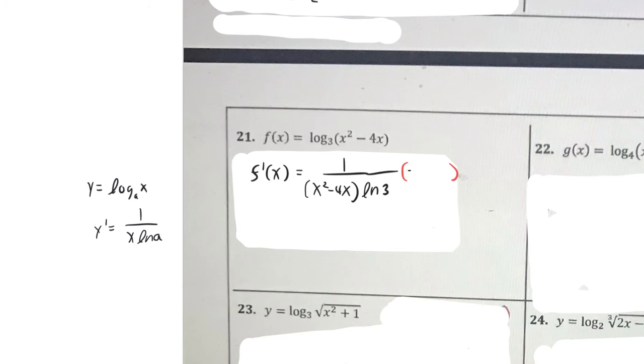2x minus 4. So we could rewrite the whole thing as 2x minus 4 on top, all over x squared minus 4x down below, times ln of 3. There is always the possibility of factoring out a 2 up here, but I'm not so sure how much that matters.